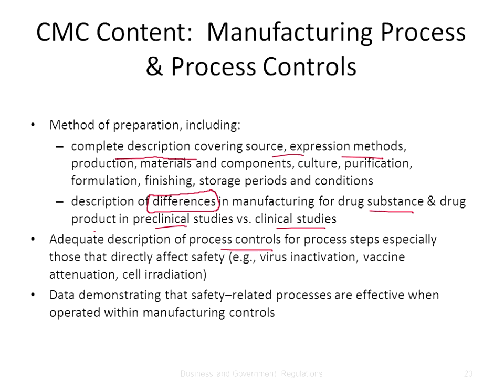And you want to give a description of process controls. So what are the in-process controls that you have in effect? What is the temperature range? What is the pH range? Things like that, that could affect the safety. So for example, you have a virus inactivation step, cell irradiation steps to deactivate things. Okay, so you want to show data demonstrating safety-related processes are effective within the manufacturing controls.